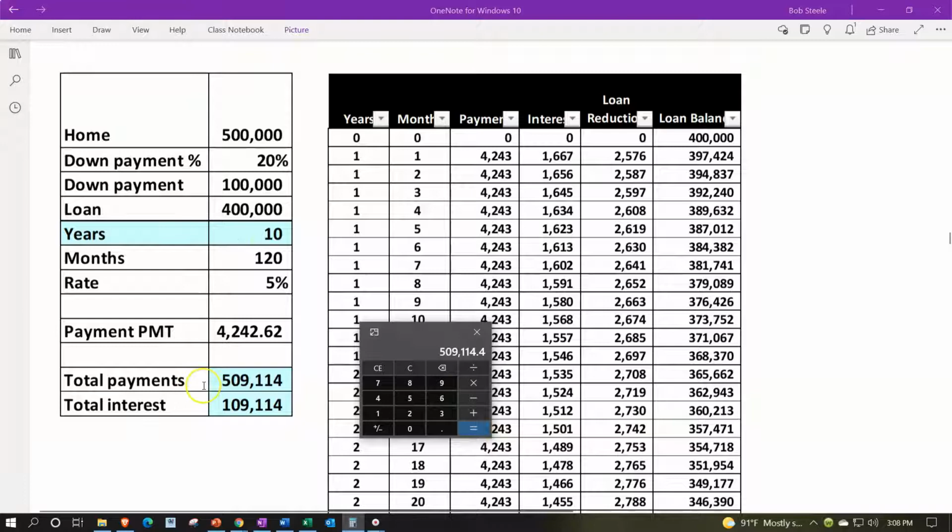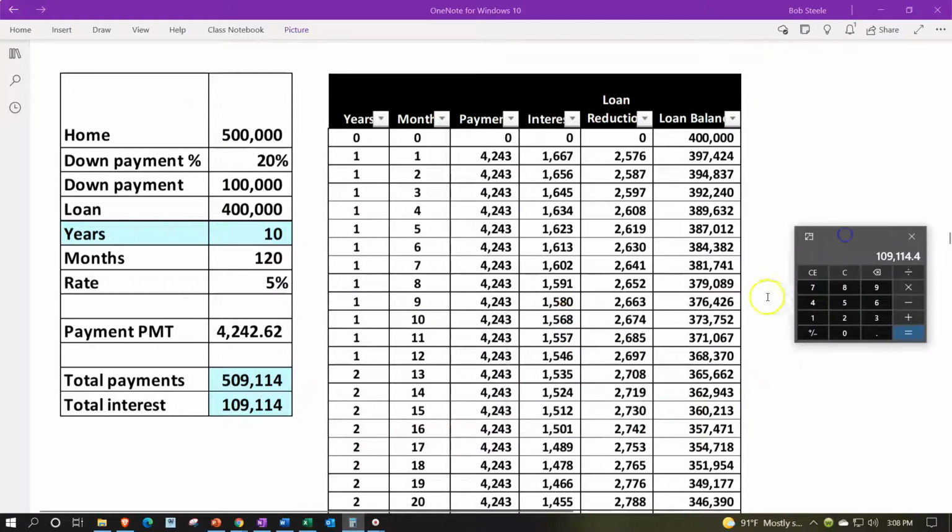That will give us the 509,114. And I know if I subtract that minus the 400,000, that's the amount of interest paid over the entire term, in this case 120 months or 10 years. So the fact that the bottom of the table is not really relevant to us, it doesn't really matter to us too much because we could see what we need to see, which is the breakout up top.